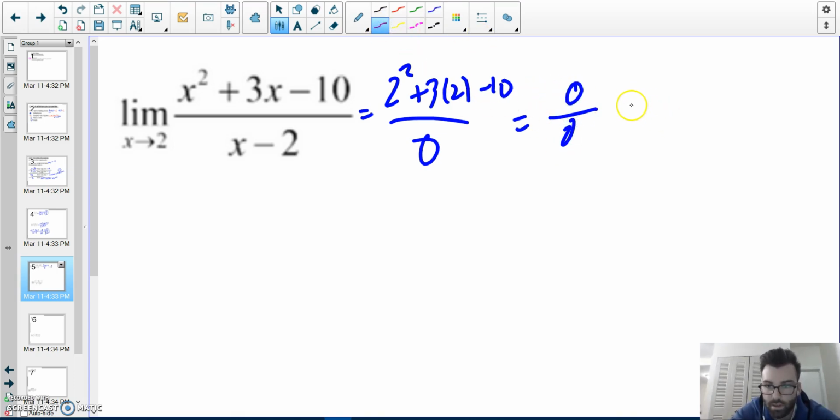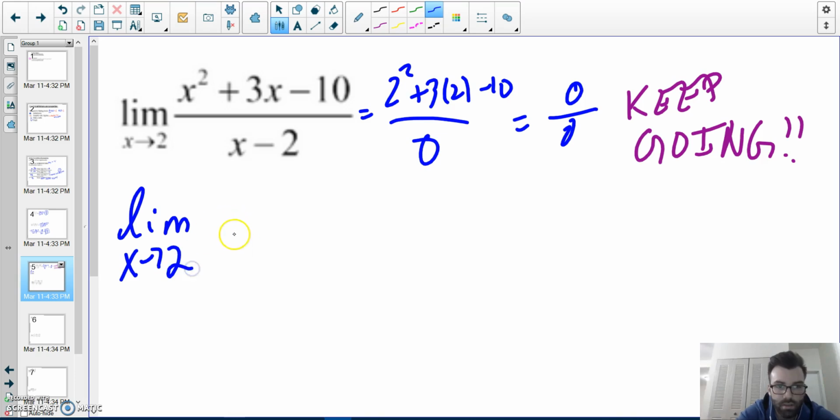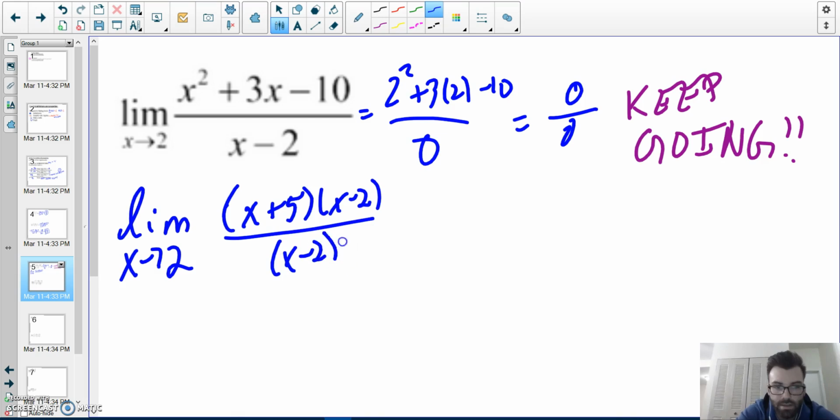Uh-oh. 0 over 0 means we have to keep going. 0 over 0. Keep going. Don't you stop. So to keep going, I'm going to rewrite. Yes, I must include this. And then I'm going to factor my numerator to x plus 5 and x minus 2. And x minus 2 down here. Well, it looks like I'm going to have a hole at x equals 2. All right? Because these two factors cancel.